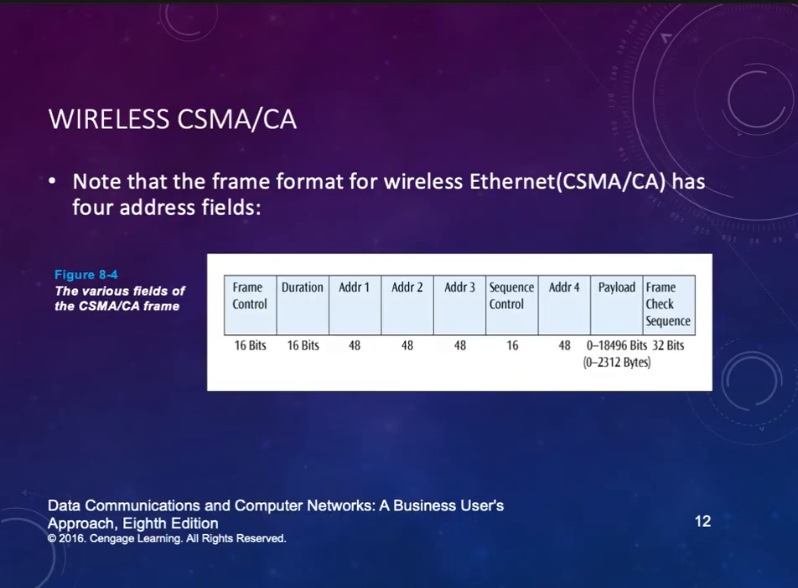Next, we cover wireless CSMA. Here we have the frame control 16-bit, duration 16-bit, address 1 48-bit, another 48-bit address 2, and address 3. Next we have the sequence control, followed by address 4, payload, and the frame check sequence.